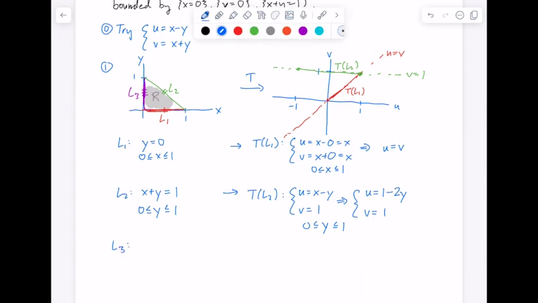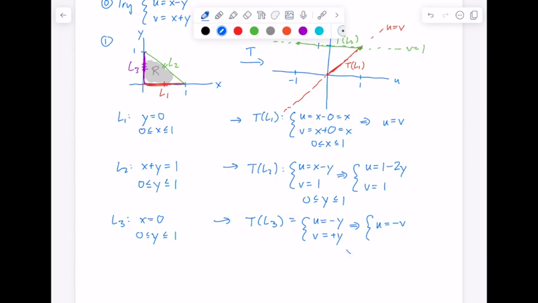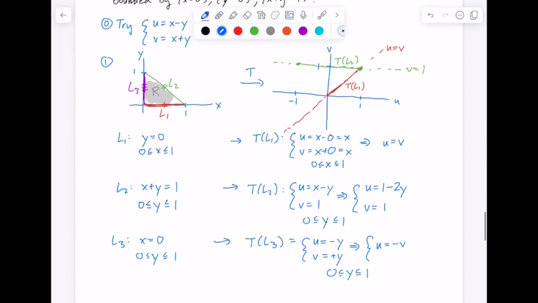And now L3 is awfully similar to L1, so we repeat the similar calculation, but in this case we get that u is equal to minus v, so we have the image as a line segment lying on the line through the origin with negative 1 slope. So now we have this upside down looking triangle that defines the transformed region T of R.